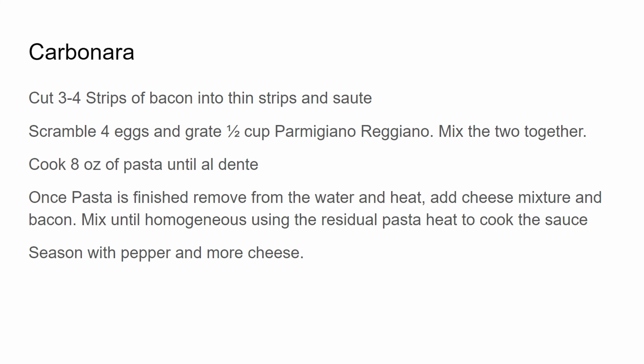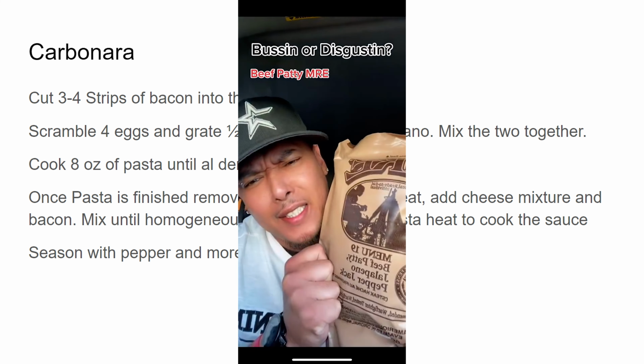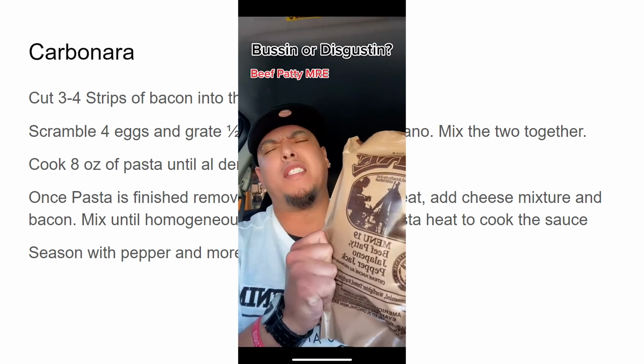So this is the recipe I'll be using. Basically, just cut the bacon up, get 4 eggs, scramble them, and mix them together with half a cup of cheese. Start cooking the pasta. Make sure it's al dente. Once the pasta's done, get it to a separate pot that's not hot, and then add the cheese sauce. Keep mixing. Make sure it's homogeneous, and then after that you can season. Let's check this out and see if it's bussin' or disgusting.